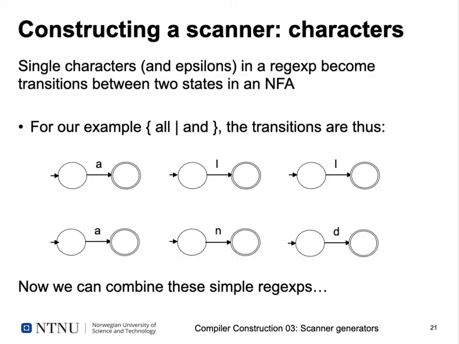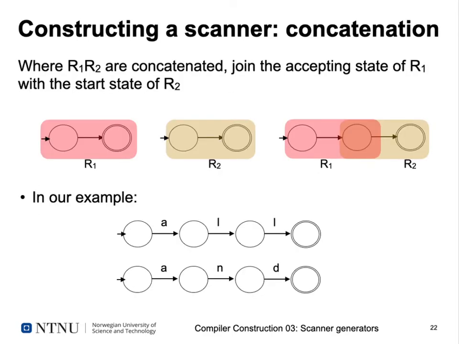Now we can combine these simple regular expressions by putting these characters one after the other. So we have concatenation here, we have regular expression 1, regular expression 2, and if we want to join them and recognize a sequence of R1 R2, we just join the overlapping state here, so the accepting state of R1 becomes the initial state of R2. So in our example, we just write A, L, L, as we've seen before, and accept it, and we can write A, N, D and accept it again.